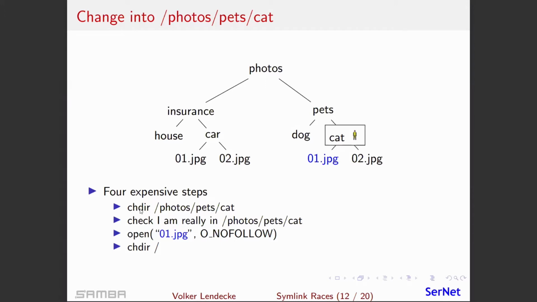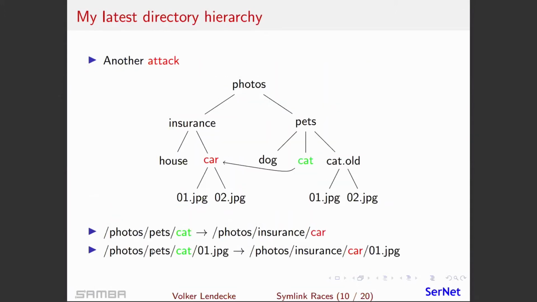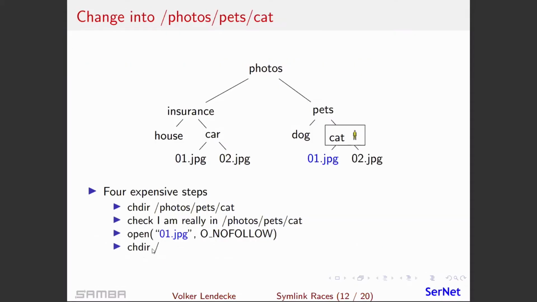So we have 4 steps here. We have changed here to photos/pets/cat. We do an expensive check that I'm really there where I wanted to be. Then I open the file with O_NOFOLLOW, and then I change back to wherever I came from. And now let's look at what happens when the attacker does the same thing as he did here. So change here, do the check, open and change back.